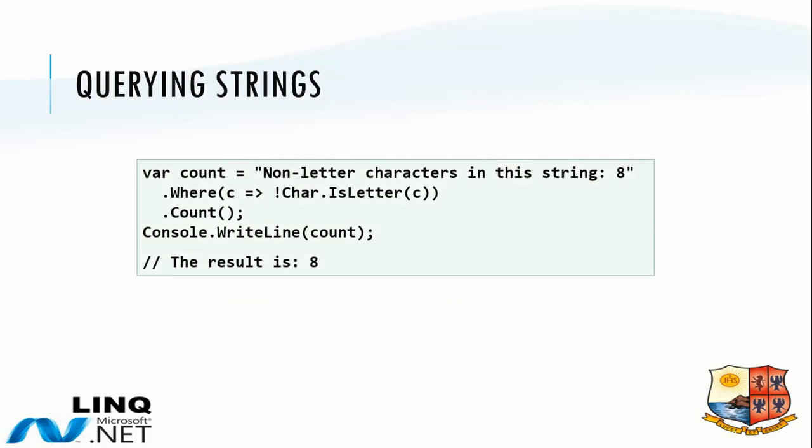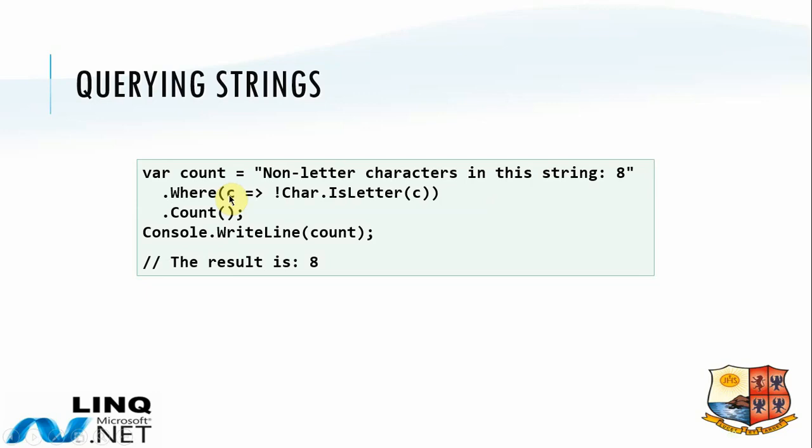Now, querying a string. How do you query a string? It's very simple because it's just like how in Python you write for i in str. If you have a string, it will go through each and every character one by one. So here var count is equal to, I put a string. Please note this entire thing is a string. Non-letter characters in this string, like colon and 8 and so on, they have put. From double quote till this double quote is a string. And I'm saying dot, you're querying a string itself directly.